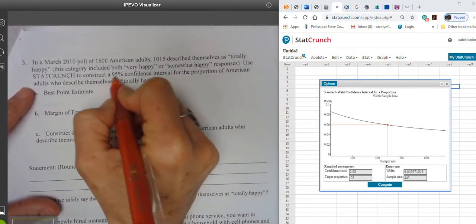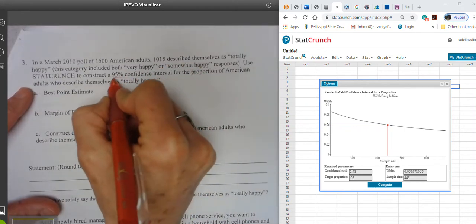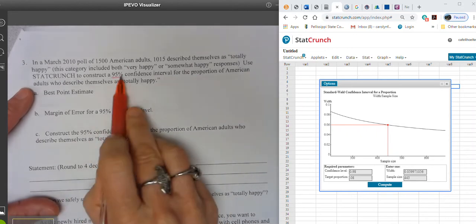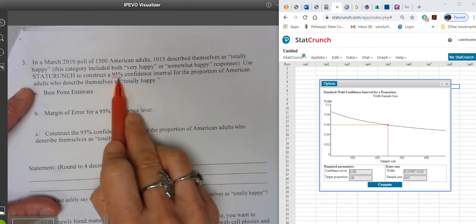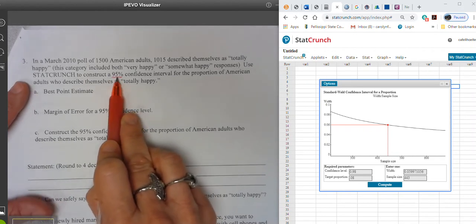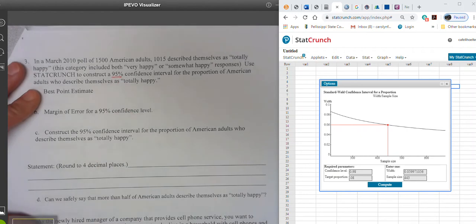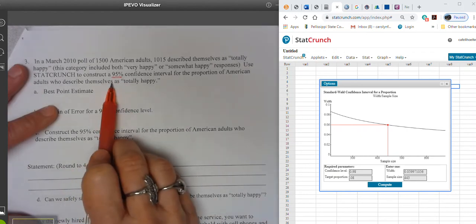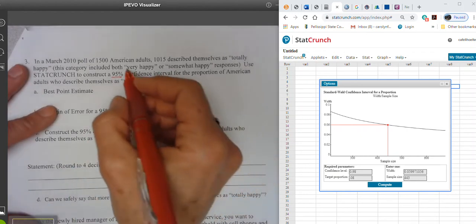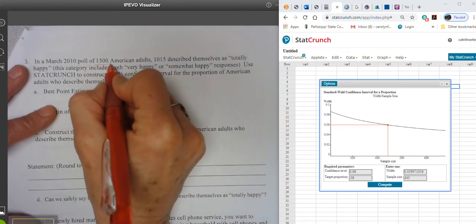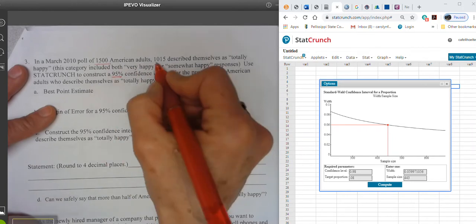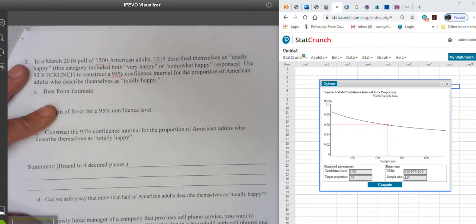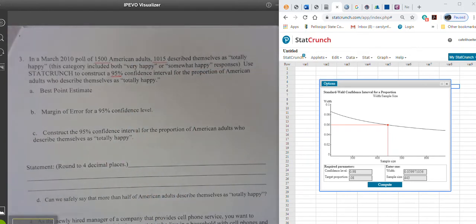So I'm going to underline the things that are important. We're going to build a 95% confidence interval. Sometimes this might be a 90% confidence interval. Sometimes it might be a 98% confidence interval. But this is the most common one that's used, but not always. So that's important. We also need to know that we surveyed 1,500 adults, and that of those 1,500, there are 1,015 that describe themselves as totally happy.